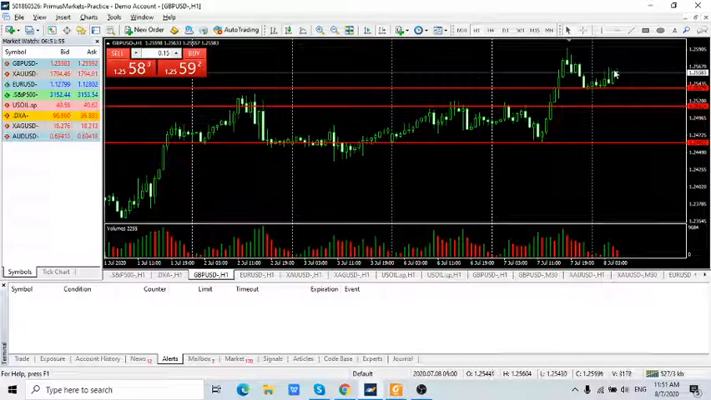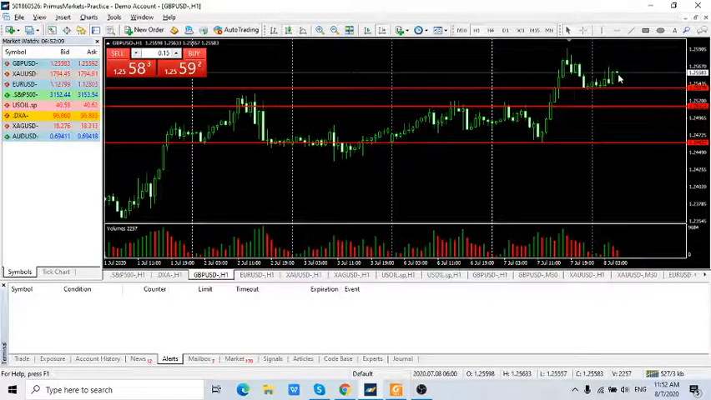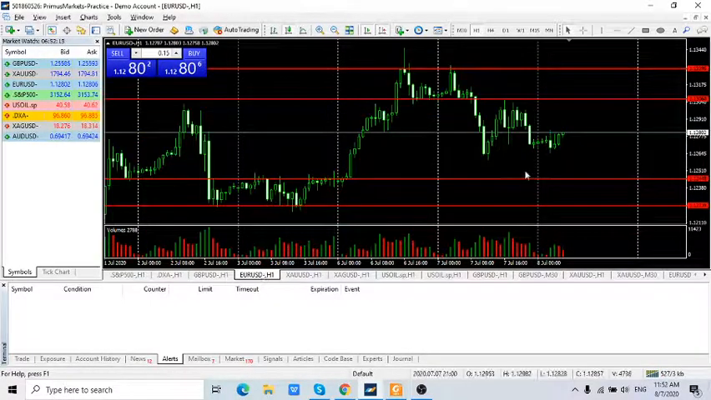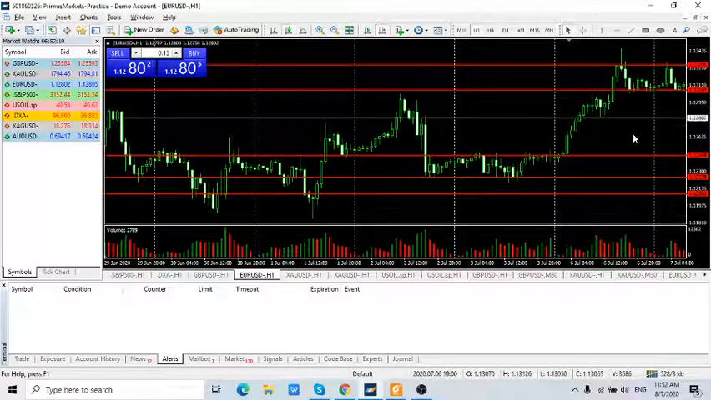However, be very careful. There's a high chance it can come back down to test this resistance, or even come back lower. US dollar marginally bullish, meaning that the UK pound should be marginally bearish. So moving on to the euro dollar, pretty much the same story for the euro dollar.